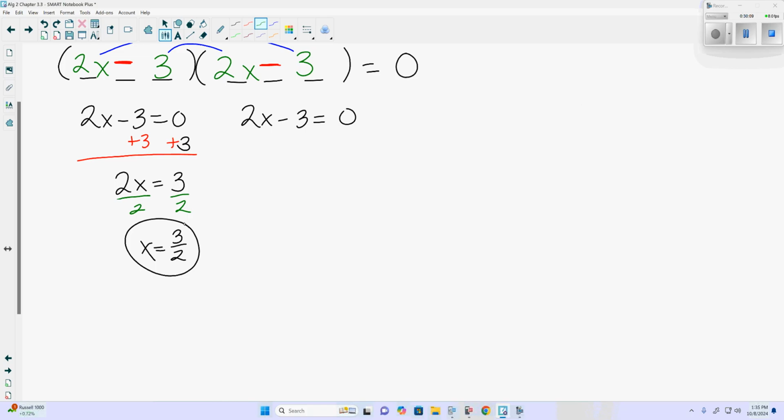I think we know how the other one was solved, but let's go on and solve it anyway. First thing we would do is add 3 to both sides, telling us 2x is equal to 3. Then we would divide both sides by 2.